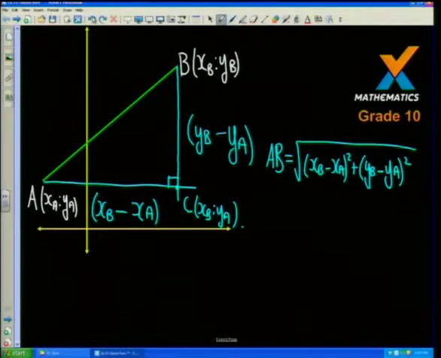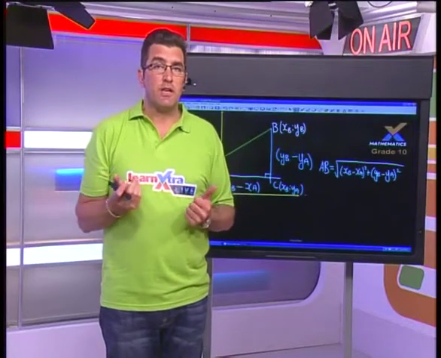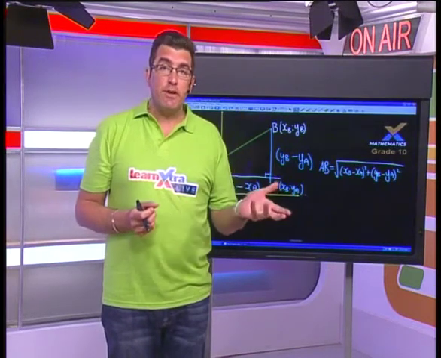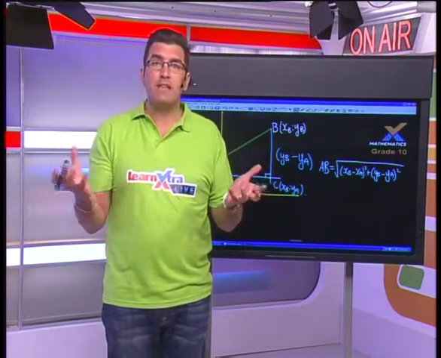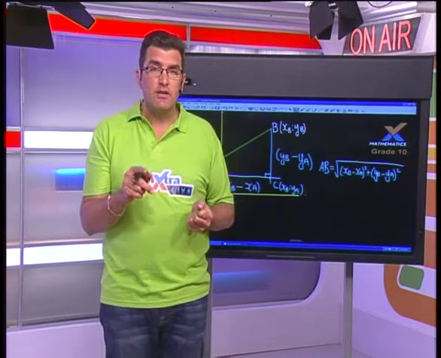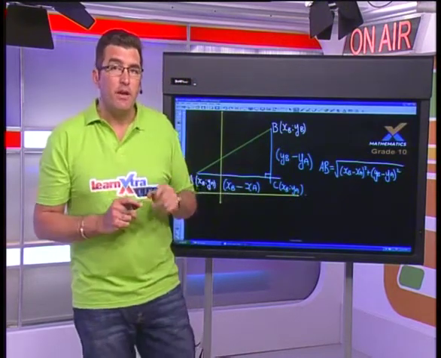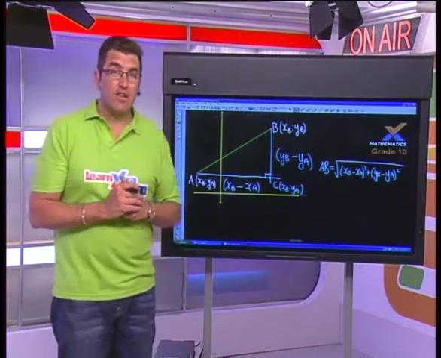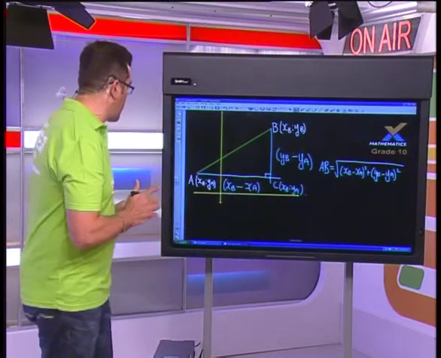So you just need the coordinates of those 2 points to find the distance between them. If it's point P and Q, you'll say the x value of P, I beg your pardon, minus the x value of Q all squared, plus the y value of P minus the y value of Q all squared. And that gives you the length of the line segment PQ.